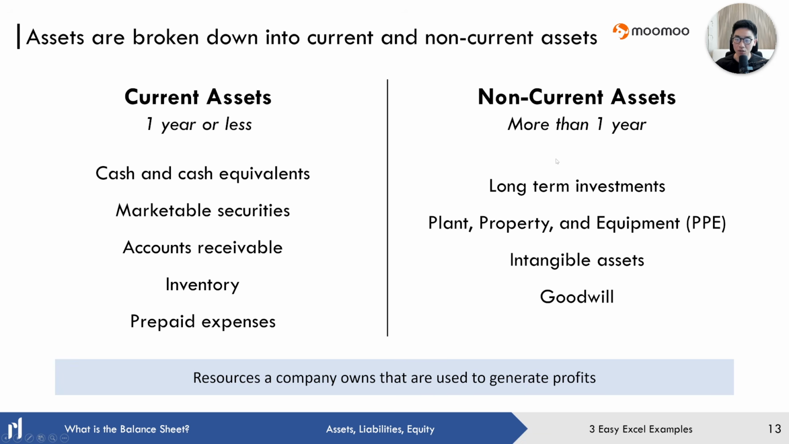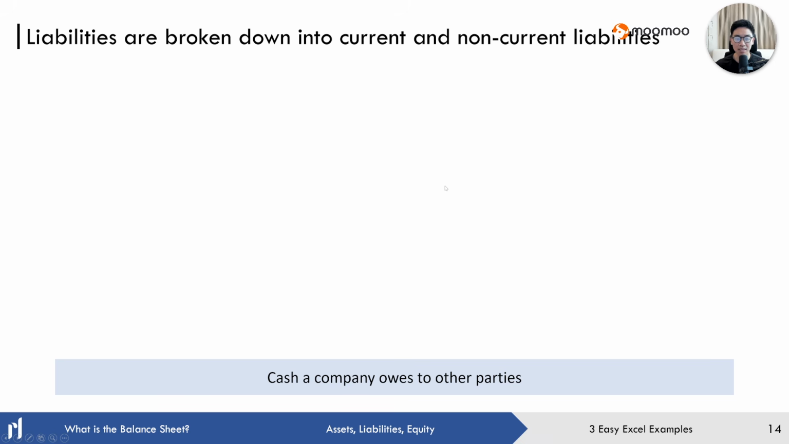Next, if we go into non-current assets, these include things like long-term investments, plant, property, and equipment, which are things like office buildings or equipment like desks, chairs, anything like that. Intangible assets could be things like trademarks and goodwill, which I won't go through in this video. But essentially, whenever you're looking at a balance sheet or any financial statement, there are likely going to be terms that you don't understand. The best thing to do is just Google it and see how it fits into the balance sheet. And you'll see what I mean when we go through the Excel example.